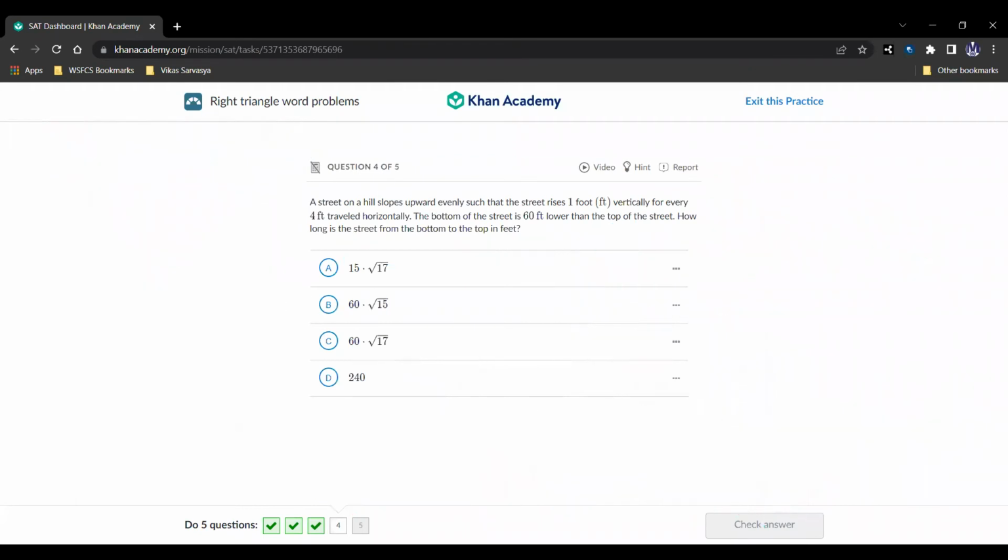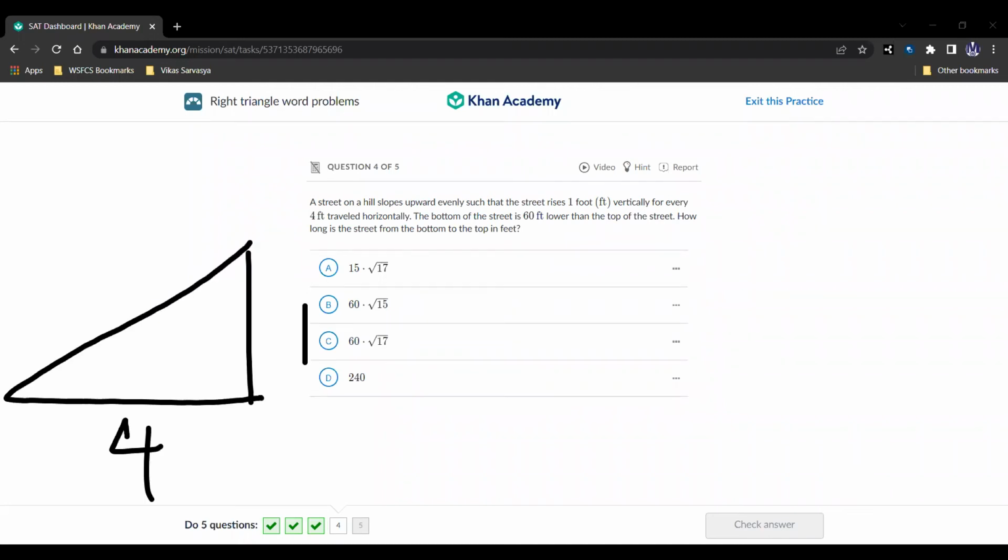All right, here it is. A street on a hill slopes upward evenly, such that the street rises 1 foot vertically for every 4 feet traveled horizontally. So it looks something like this. 4 and 1, this is going to be the square root of 17.